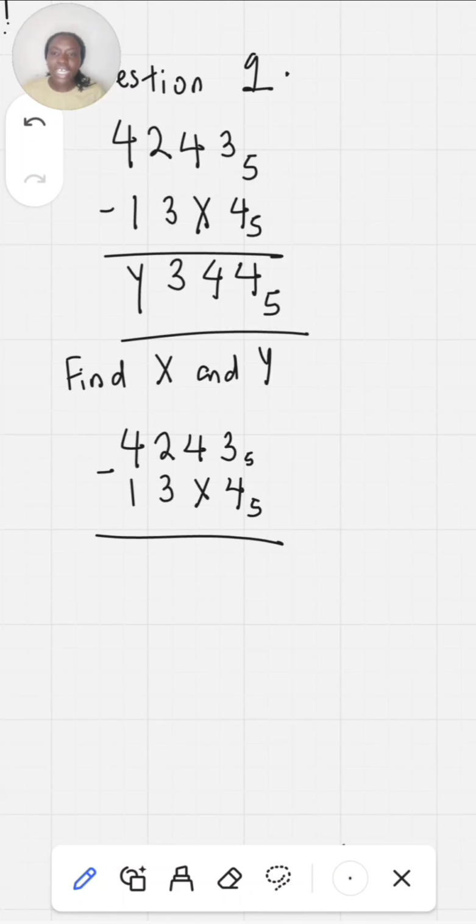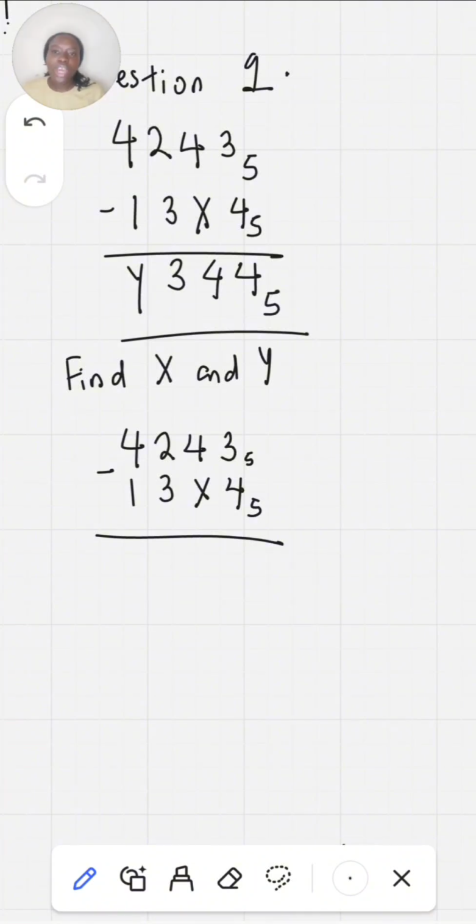Let's get to work. Question 1. 4243 base 5 minus 13x4 base 5 is equal to y344 base 5. Now, how do we find x and y? That's the question, and this is a question from 2004 in JAMB. Now, how do we find x and y?